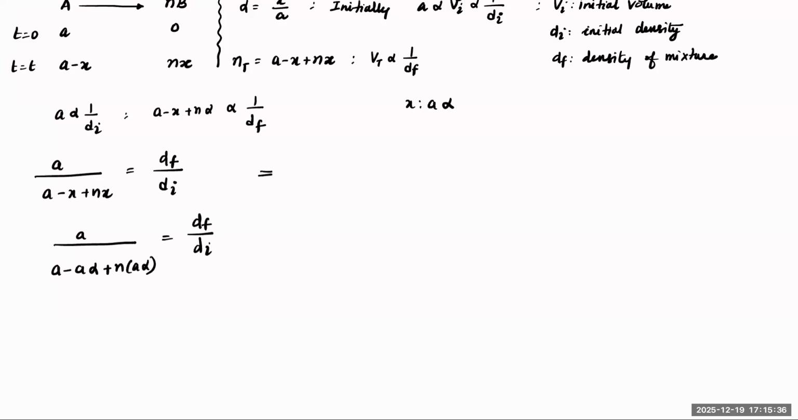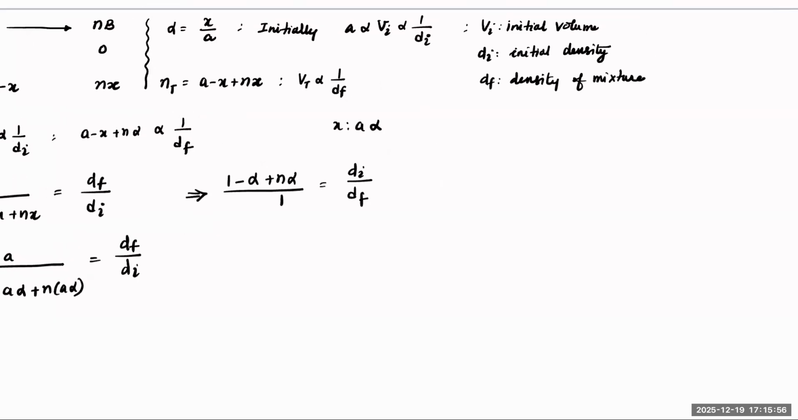So which clearly suggests that A will get cancelled. I will have this as 1 minus alpha plus N alpha divided by 1 is equal to D initial by D final. Does that make sense? Yes, sir.